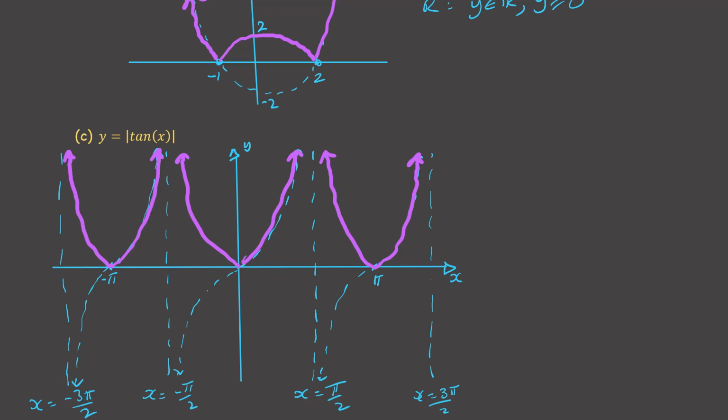And so we have the domain is x is a real, but it doesn't take values that are odd multiples of pi by 2. So we can say x is not equal to (2n minus 1) pi by 2, that makes sure it's odd, where n is an integer. y belongs to real, y is greater than or equal to 0.